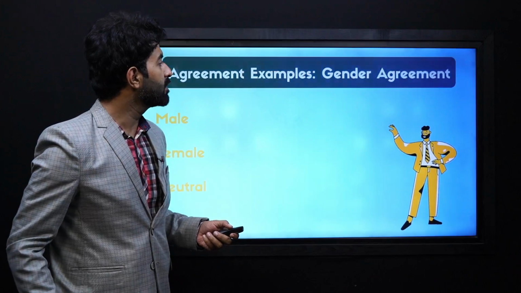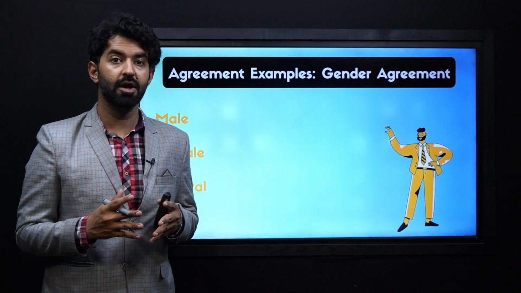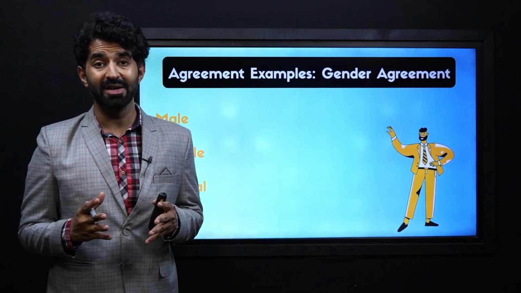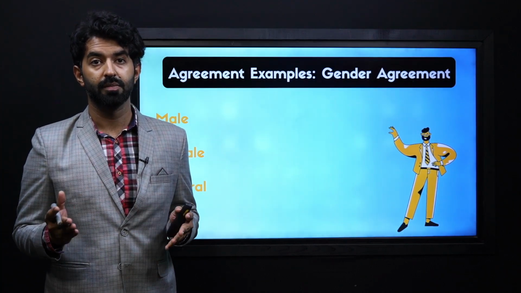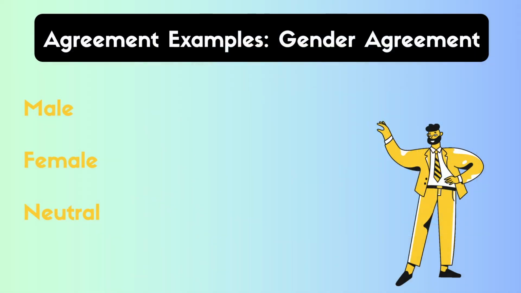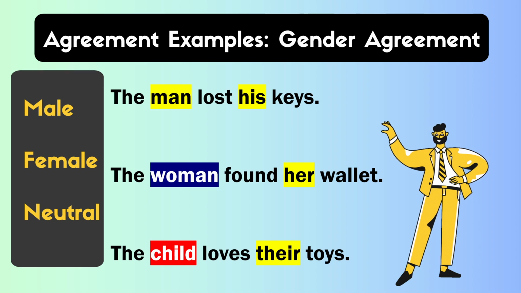Now moving on, let's talk about gender agreement. We know that we are talking about pronoun antecedent in gender, number and person. So here with the gender agreement, let's look at all these examples.